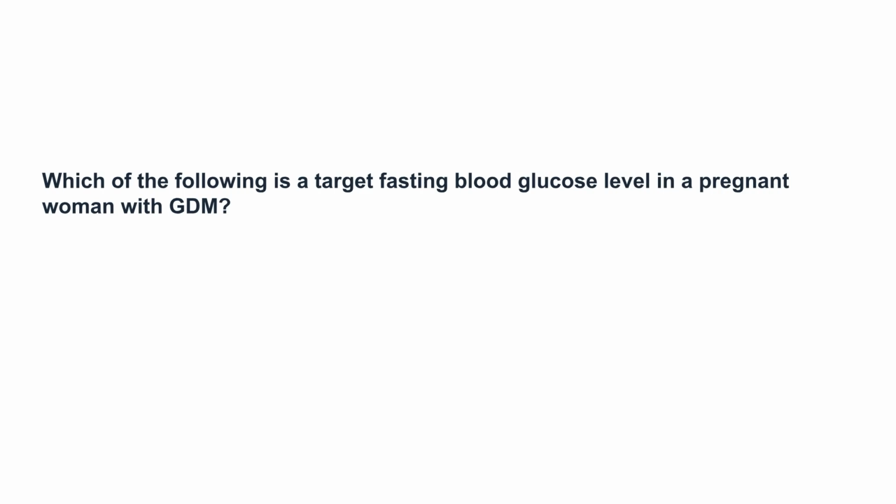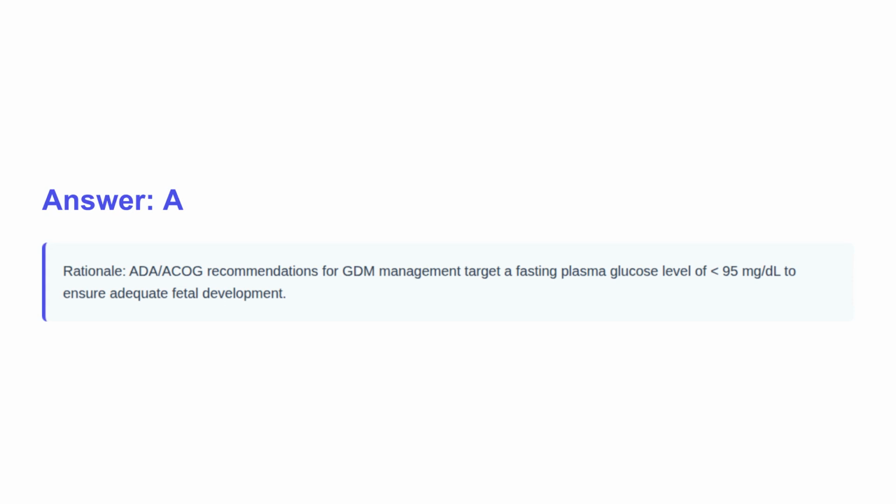Which of the following is a target fasting blood glucose level in a pregnant woman with GDM? Is it less than 95 milligrams per deciliter, 110 milligrams per deciliter, 130 milligrams per deciliter, or 150 milligrams per deciliter? The correct answer is A. ADA and ACOG recommendations for GDM management target a fasting plasma glucose level of less than 95 milligrams per deciliter to ensure adequate fetal development.